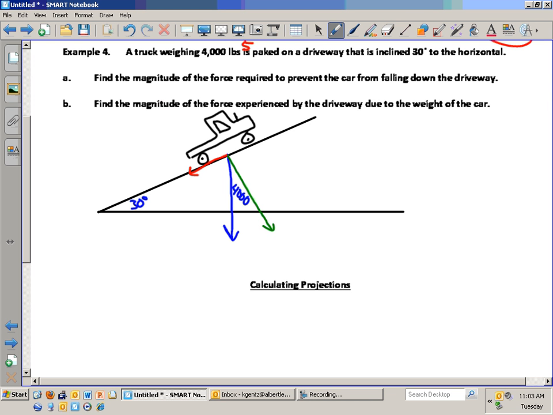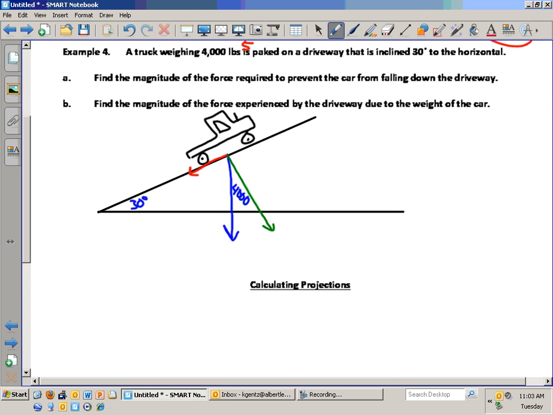So let's just ask the question. You've got a 4,000-pound truck on a 30-degree incline. Do you think you could keep it from rolling backwards? We'll see exactly how much force you need to exert in order to make that happen. You'll soon find out that you'll be flat as a pancake. So it says find the magnitude of the force required to prevent the car from falling down the driveway. I want to find this red one right here.